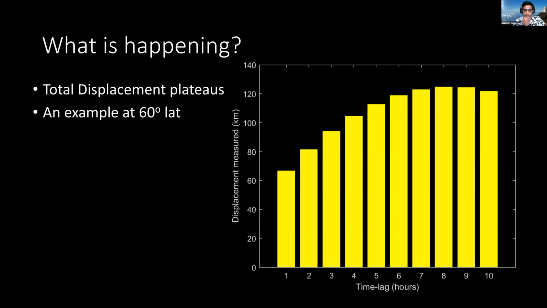If you look at the total displacement that we measure typically at 60 degrees latitude in the south to north direction as a function of time lag, you start with around 65 kilometers for the first hour, and then at 2 hours, if the velocity is nearly constant, you expect this displacement to double, but it doesn't. It just increases by like 20% or so. And then it plateaus as you go to longer time lags. So what is going on here?